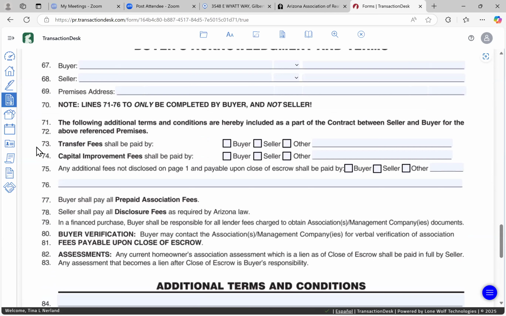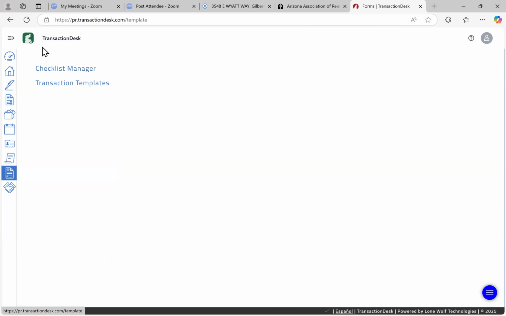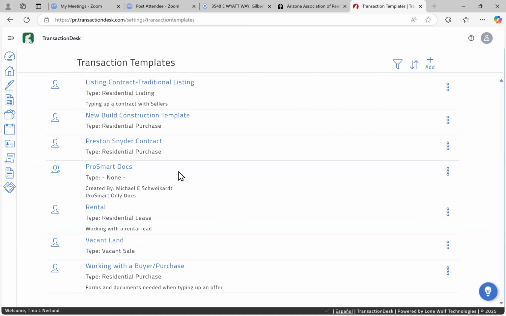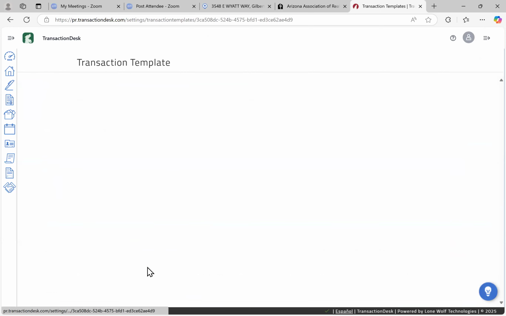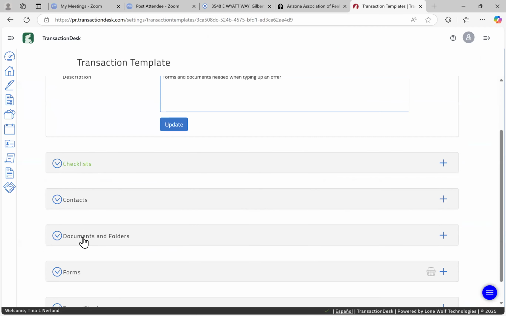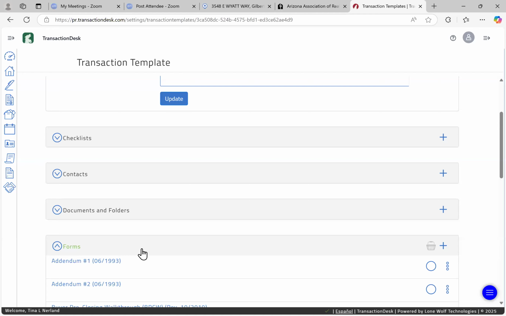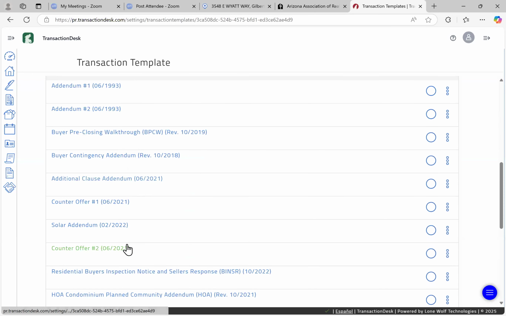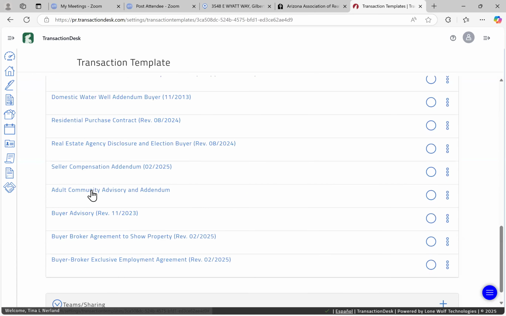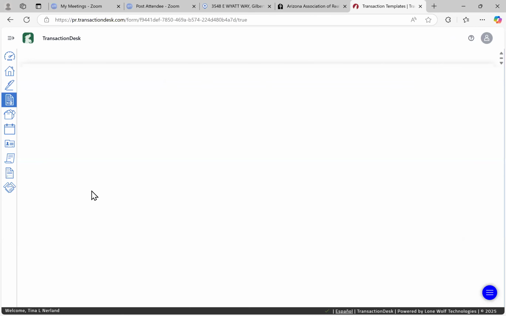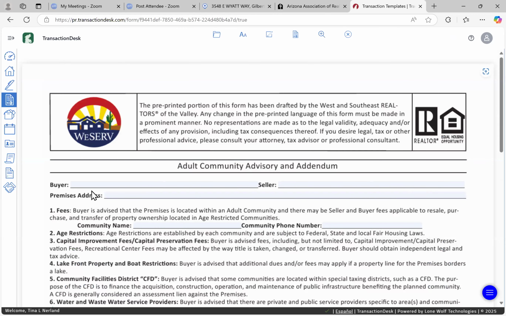Perfect. So you might be wondering, why are we doing this other addendum if all we were doing was covering the HOA addendum? The reason is that if you have a 55 and older community, you need to include this addendum. A lot of the information is repetitive, but you still need both of them.